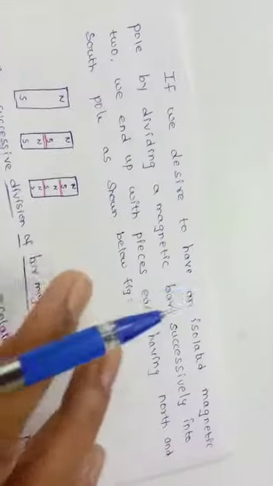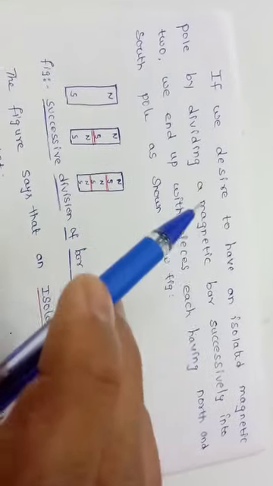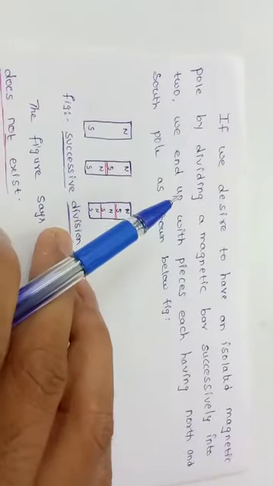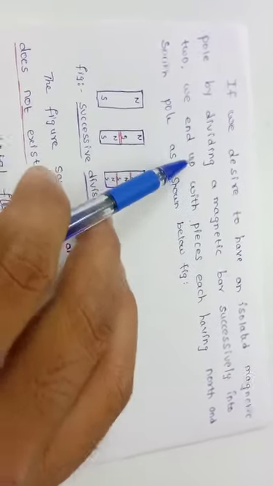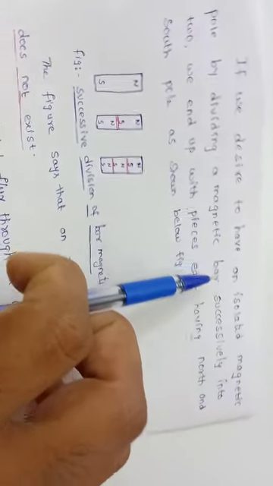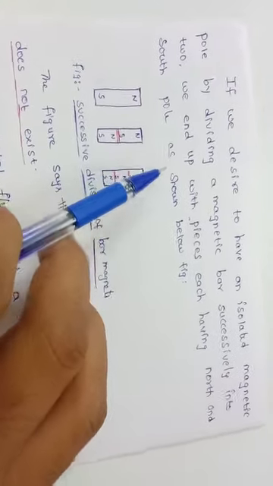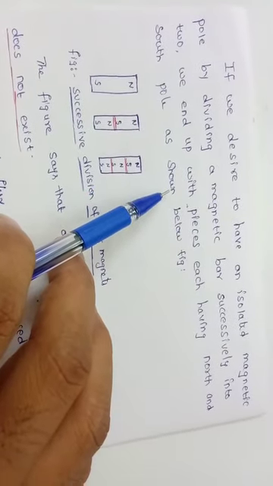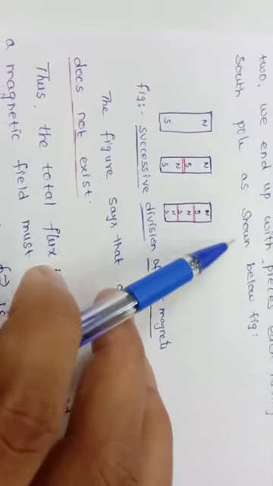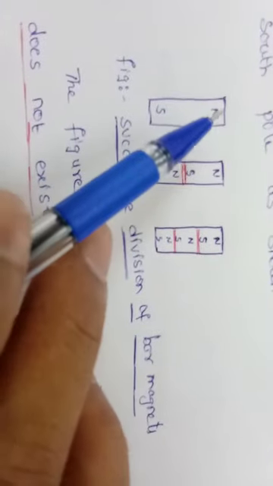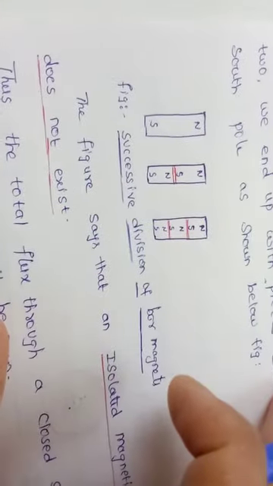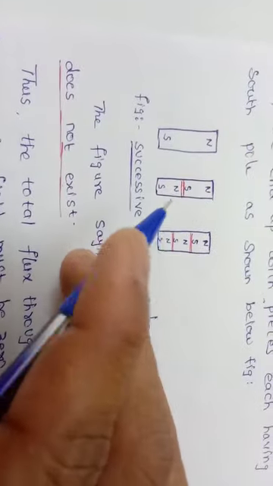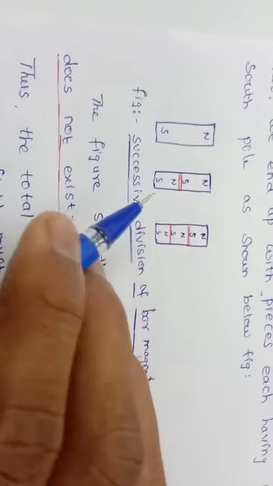Now we know that if we desire to have an isolated magnetic pole, by dividing a magnetic bar successively into two, we end up with pieces each having north and south poles, as shown in the figure. Observe this figure carefully. This is a bar magnet. If I break this magnet into two pieces, once again it creates north and south poles.